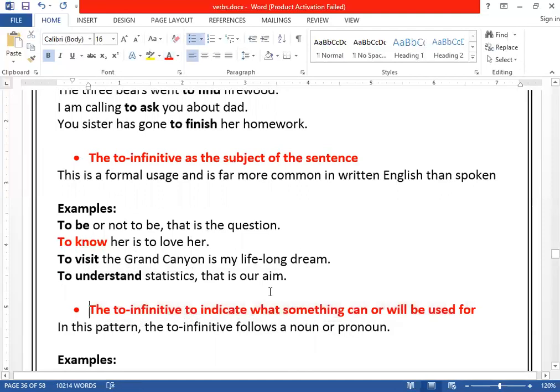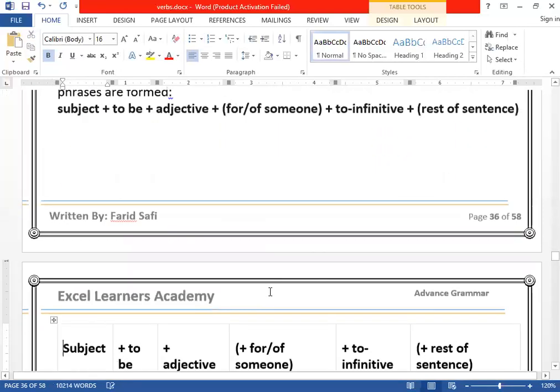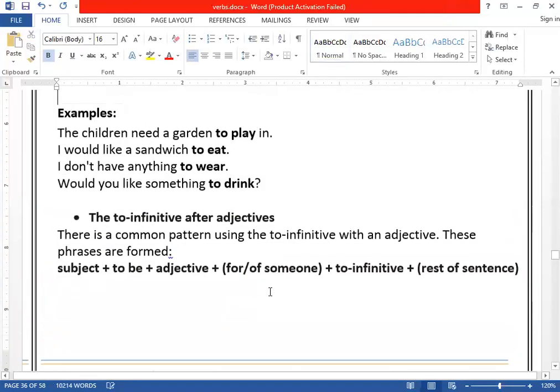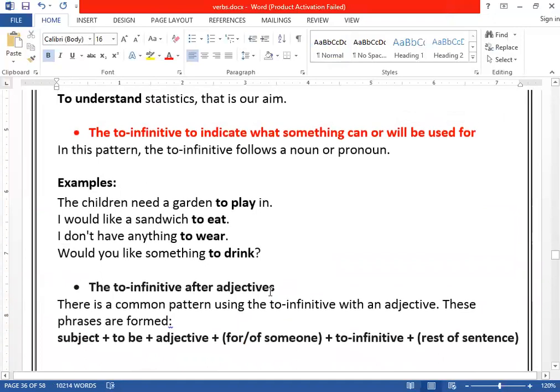The next usage of the infinitive: the to infinitive indicates what something can or will be used for. In this pattern, the infinitive is followed by what? A noun or pronoun.